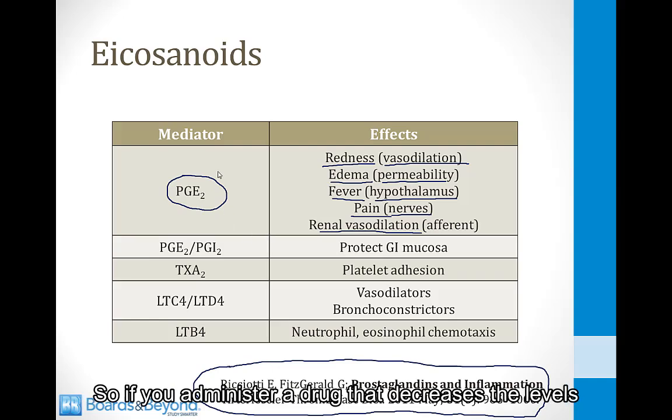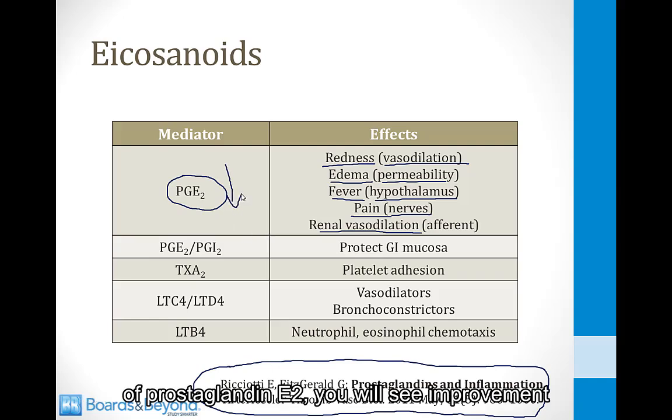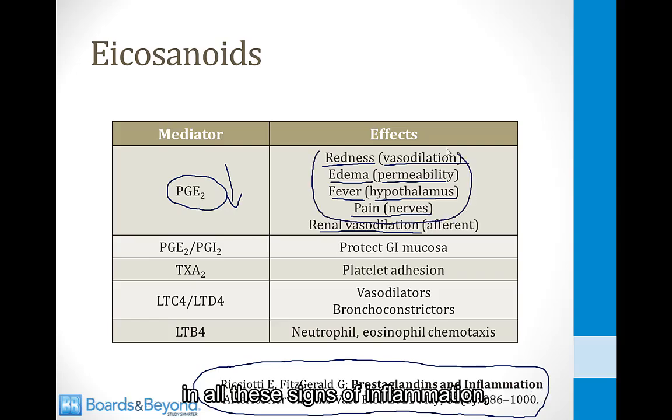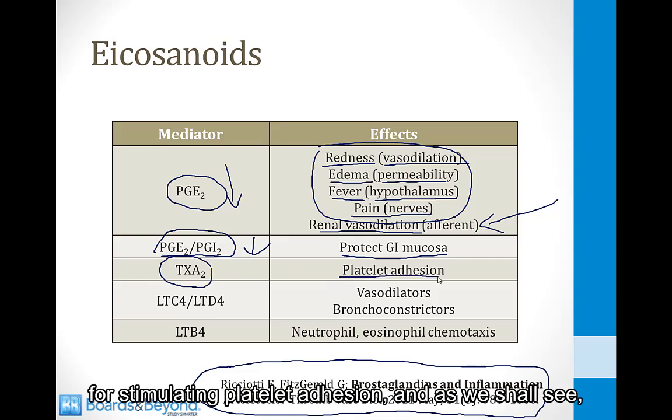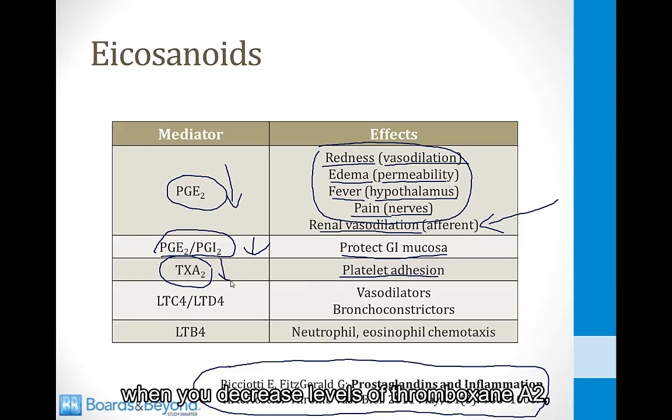So if you administer a drug that decreases the levels of prostaglandin E2, you will see improvement in all these signs of inflammation, and you will pay a price in kidney function because of the renal vasodilation effect. And we'll talk about that in a minute when we get to specific drugs. Prostaglandin E2 and prostaglandin I2 are the most important prostaglandins for protecting the GI mucosa. As we will see, NSAIDs can lead to ulcers, and that's because they decrease the level of these two important prostaglandins. Thromboxane A2 is very important for stimulating platelet adhesion, and as we shall see, when you decrease levels of thromboxane A2, you can have bleeding occur, and that's because of this effect.